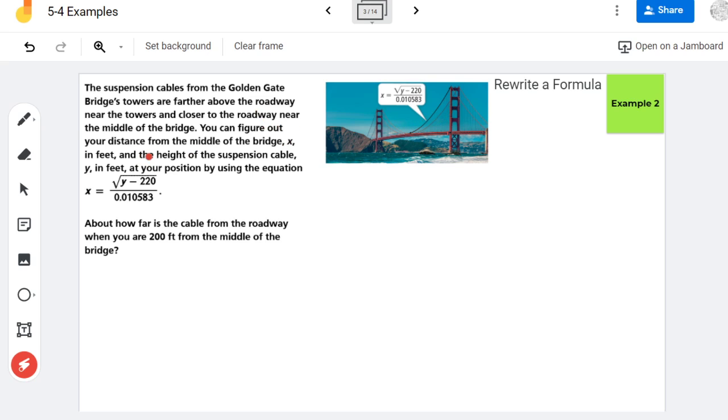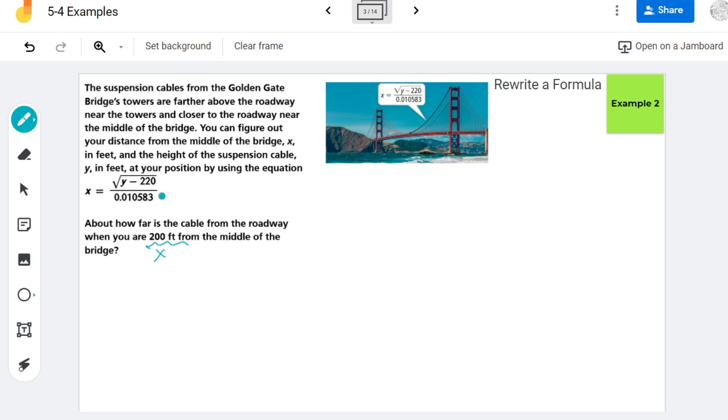It says you could figure out your distance from the middle of the bridge, x, in feet, and the height of the suspension cable, y, in feet, by using this equation. And they want to know how far the cable is from the roadway when you are about 200 feet from the middle of the bridge. So let's take a look at this problem. This 200 that they're giving us, that's an x, right? Because that is our distance.